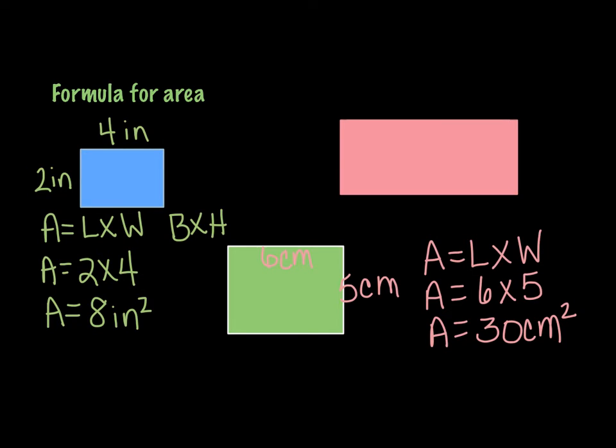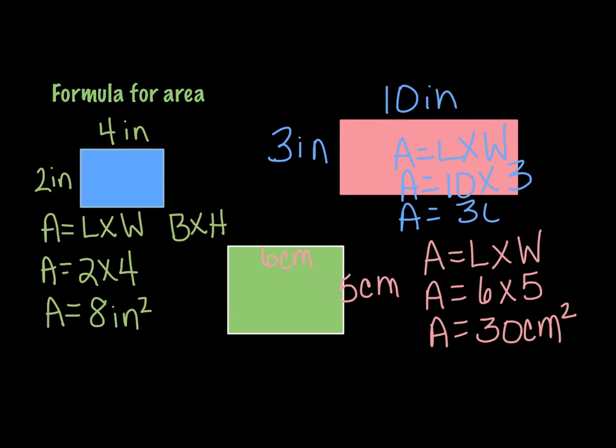Okay, let's look at this one. Let's do inches again. So let's say that we have 3 inches for our width, and let's do 10 inches for our length. And I'm just going to write in here. So area is going to be length times width. Area is going to be 10 times 3. And then it's going to equal 30 inches squared. Okay, so formula is length times width.